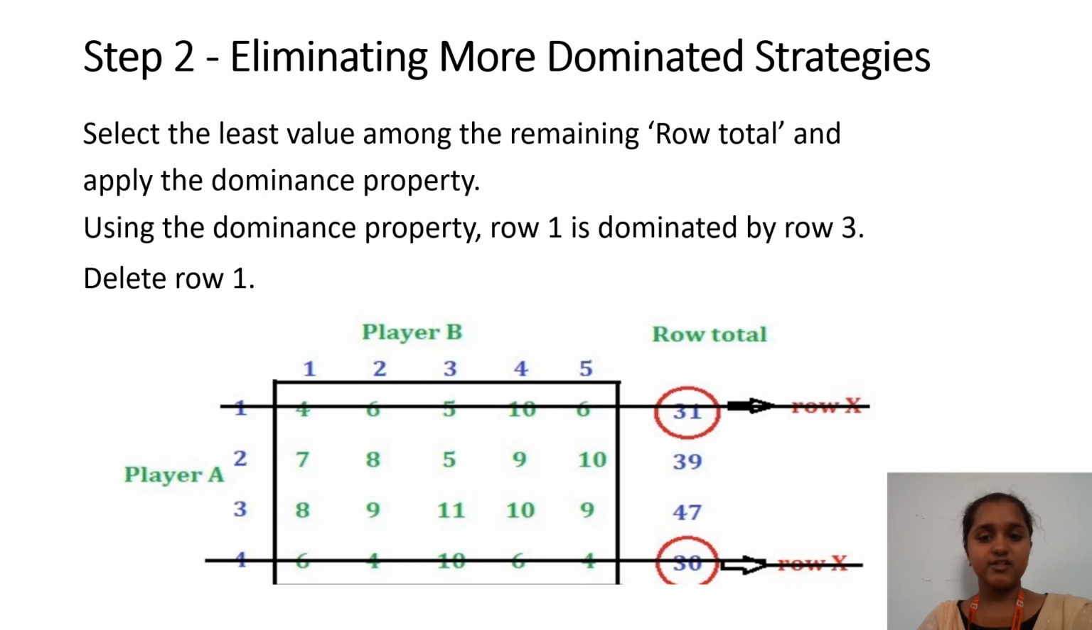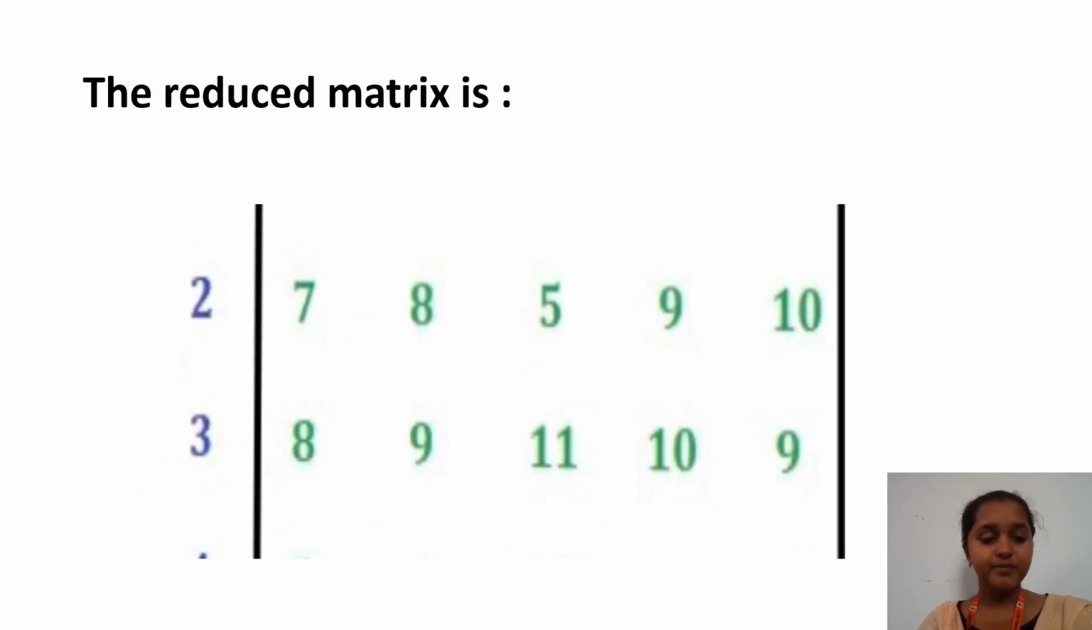Eliminating more dominated strategies. Select the least value among the row totals and apply the dominance property. After removing the fourth row, the next least one is the first row. Using the dominance property, row 1 is dominated by row 3. That is, all the elements of row 1 are less than or equal to row 3. So we eliminate row 1. Moving on to the next slide.